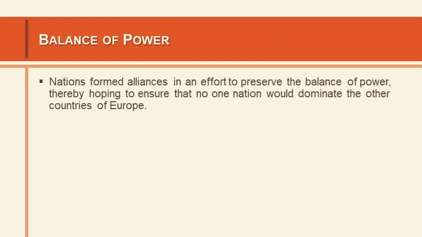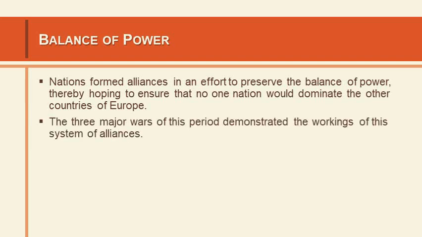So the balance of power. Nations formed alliances, okay? And sometimes they would switch because they wanted to make sure that they kept their power and no one other nation would dominate. So sometimes they might change their loyalty because they felt like such and such power was gaining too much, and so they would break off their alliance with them and go elsewhere. So the three major wars, again, Spanish Succession, Austrian Succession, 7 Years' War, demonstrate how these things work.